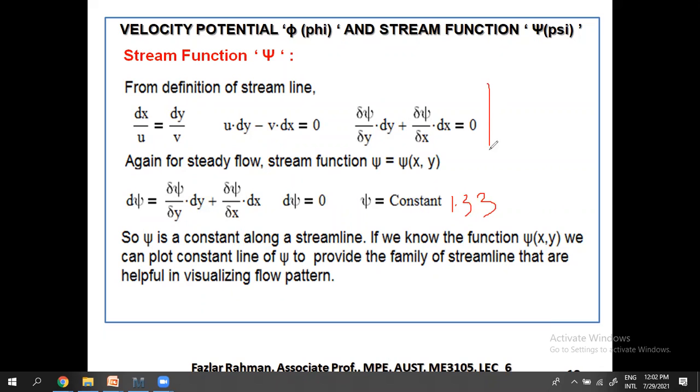Say I like to make a graph. Say along this line is the x-axis is psi, and along this axis is phi. So psi equal to 1.33. What will be the line? Straight line, right? Along the straight line, this will be the value of psi. So along a streamline, psi is constant. You remember that one.